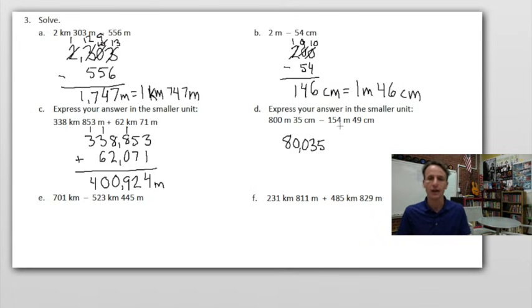Okay, same thing. 154 meters in centimeters is 154 hundreds. So I'm going to write 154 hundreds, right? That 4 is in the hundreds place. My comma goes between thousands and hundreds. See how that works? And then 49 centimeters.